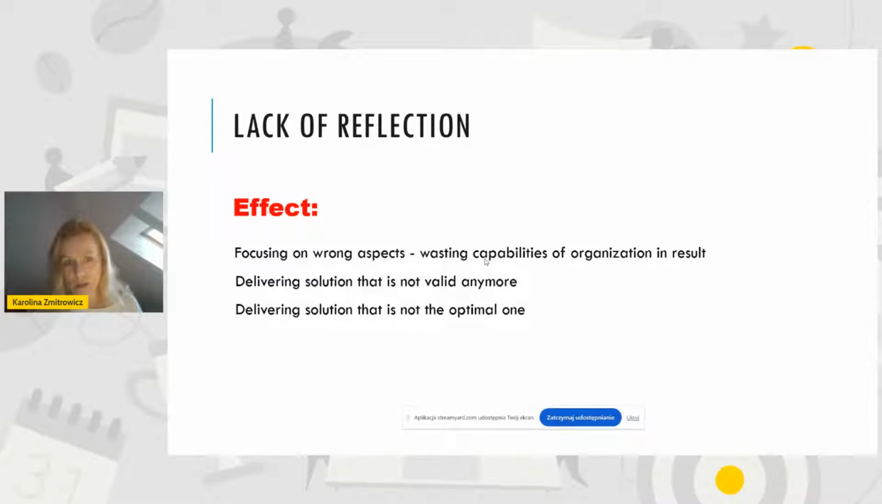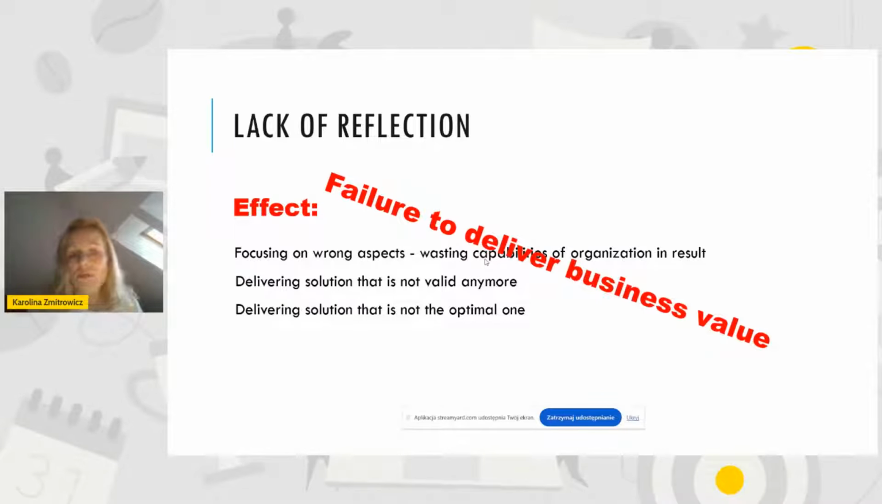If you do not question, if you are not able to look at the problem from a kind of perspective, distance, it may end in a situation where you are delivering a solution that is not valid anymore, that is just not valuable anymore because the context changed. It can also happen that you are delivering a solution that is not the optimal one. It's good, but not the best, because you forgot to consider some conditions or constraints that appeared. In the end, again, we fail to deliver business value.